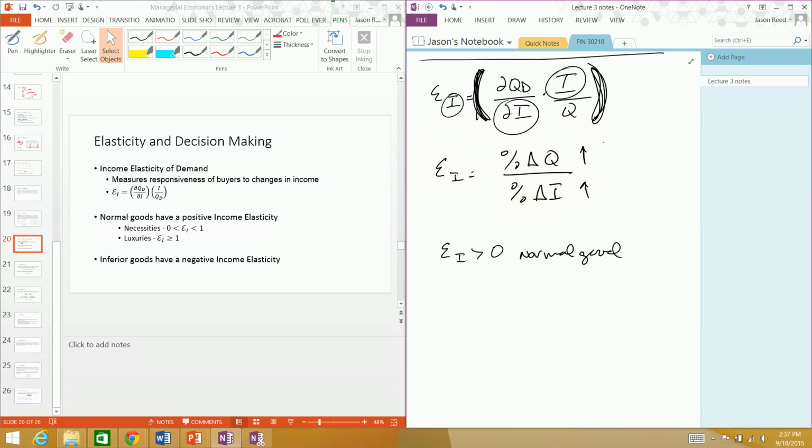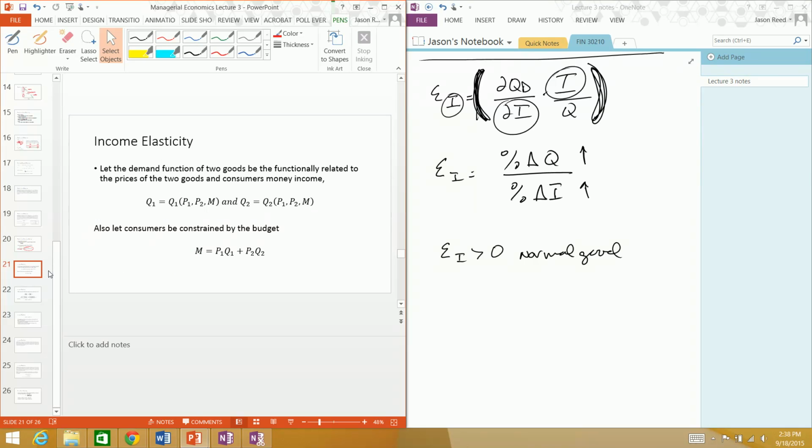We just have now a more intricate relationship between necessities and luxuries. So if we find that this elasticity is between 0 and 1, we know that it's a necessity. And if we find this elasticity is equal to or greater than 1, it becomes a luxury. Otherwise, anything else we'll find to be negative. And in that instance, we have an inferior good.